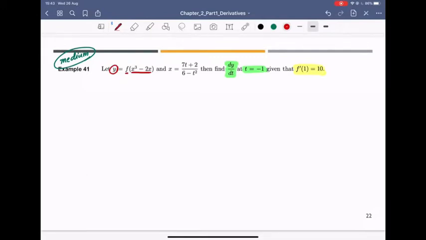Why don't we just define another variable so you can see this easily? I'm going to let u be x cubed minus 2x. If I let u be this, then I have y equal to f of u, right? Which means now y is a function of u. And because I define u to be a function of x, u is a function of x. And because x is equal to this thing that I boxed, x is a function of t. So now you can see the chain.